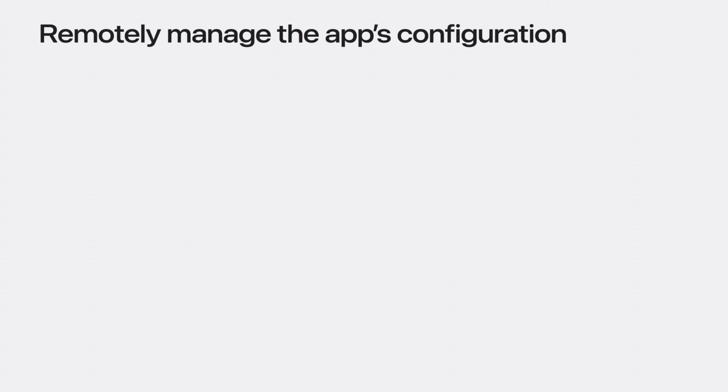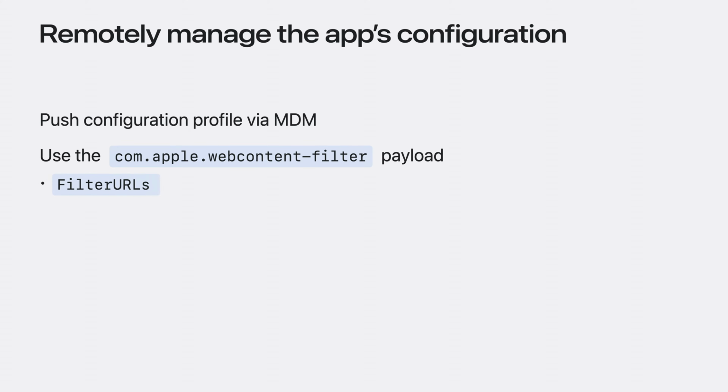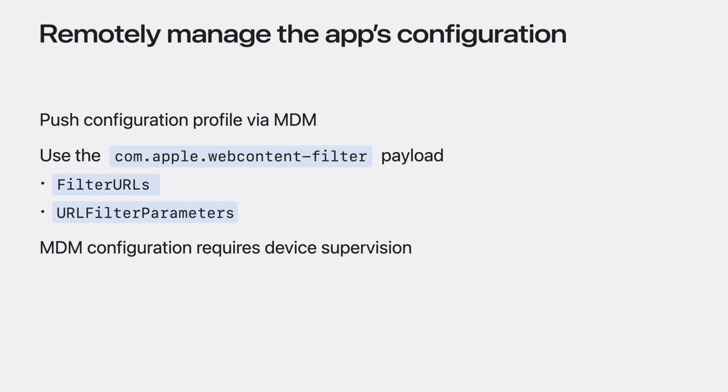URL filter supports both consumer as well as enterprise deployments. For scale enterprise deployment of your URL filter app, push the URL filter configuration profile via mobile device management onto managed devices. The existing content filter payload now supports a new key to enable the URL filter feature, as well as a new dictionary to configure the URL filter parameters. MDM URL filter configuration requires device supervision.